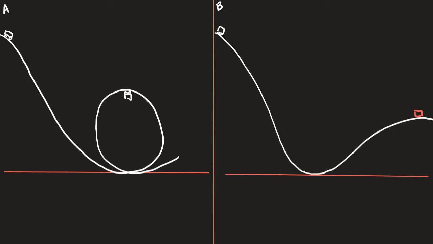These problems share what I tend to call conditions. They're conditional problems. They tend to ask questions like, what is the lowest this car can be released and still successfully make it through the loop? Or what is the highest this car can be released and still have a successful trip on top of the hill?